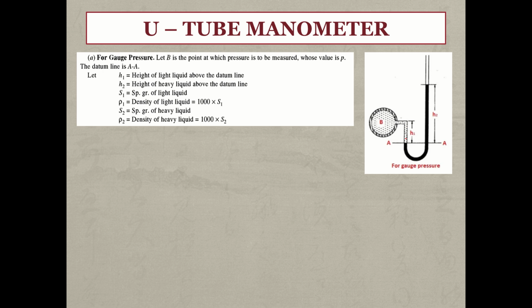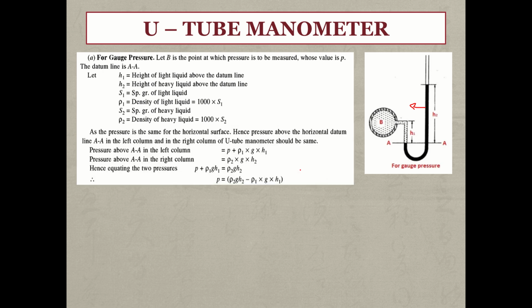So we have H1, which is the height of the liquid above the datum line, that is the lighter liquid, and H2 is the height of the heavier liquid above the datum line. S1 is the specific gravity of the lighter liquid. So from specific gravity we can calculate density as S1 into 1000, and S2 is the specific gravity of the heavy liquid, therefore its density will be S2 into 1000. Now we will see what is the left side pressure.